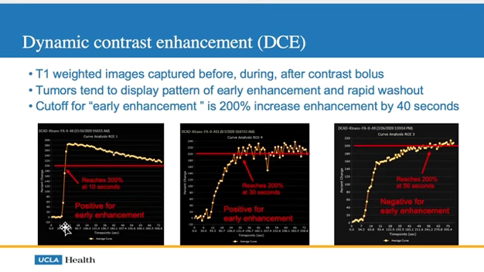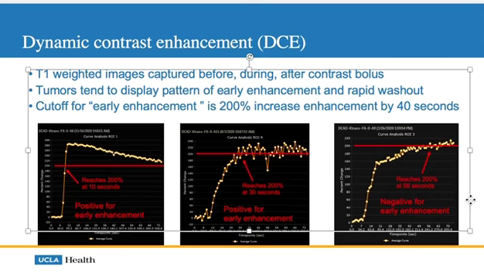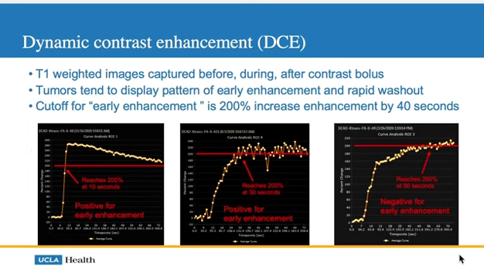So that would be considered positive for early enhancement. This other tumor, you can see it reaches the 200% enhancement threshold at around 30 seconds. So that's also positive for early enhancement. And then here's another example of a region of interest where the region did not get to the 200% threshold until around 56 seconds. So that was considered negative for early enhancement.